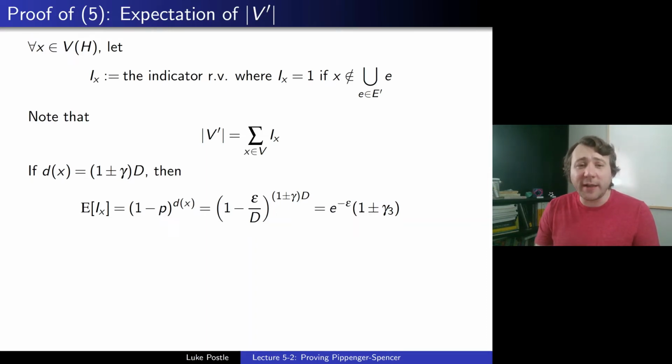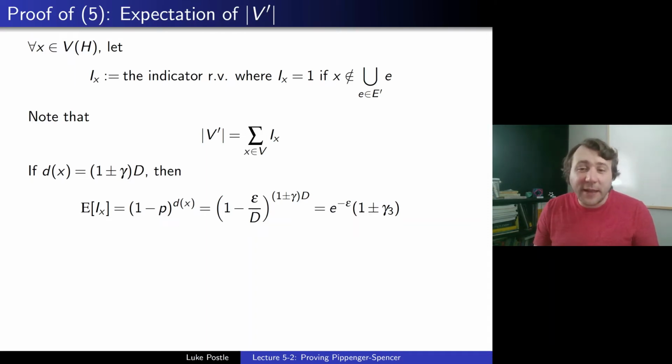So again, why is that? We need to be uncovered. We need that every edge around, and there are d of x edges, to not be chosen. So 1 minus p, and those are all independent, of course. Now that's equal to 1 minus epsilon over d, because that's what p is. And again, the degree is 1 plus or minus gamma d. And you can work out that that is indeed e to the minus epsilon with a little bit of error that depends on gamma, which we'll call gamma 3. But again, it's a going to 0 type function as gamma goes to 0 and d goes to infinity.